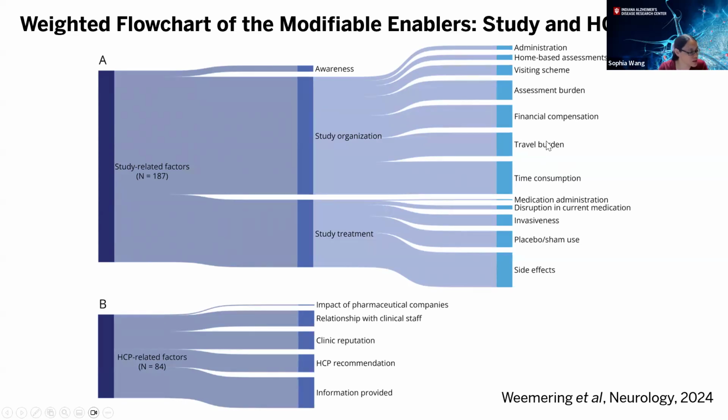In some ways, you could say time is money, but especially for many of these neurologic disorders in which people are either working or, if they're not working, depend on the goodwill of another individual who is working to bring them in. Time is not surprisingly one of the biggest barriers for why people might not participate. And then with study treatment, again, one of the things that stood out is the concerns about side effects. And then 84 studies looked at healthcare professional related factors.